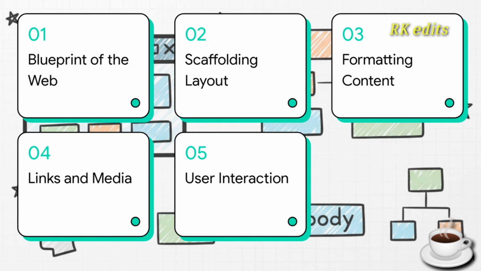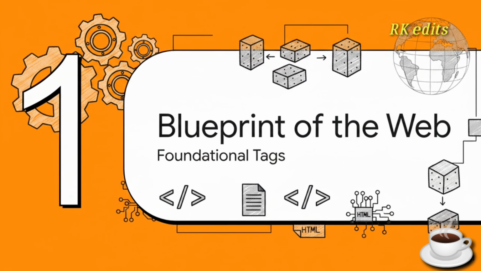To make sense of it all, our blueprint follows 5 logical steps. We'll cover the blueprint of the web, scaffolding the page layout, formatting text and content, embedding links in media, and finally, forms and user interaction. Let's dive in. All right, kicking things off with section 1, the blueprint of the web.